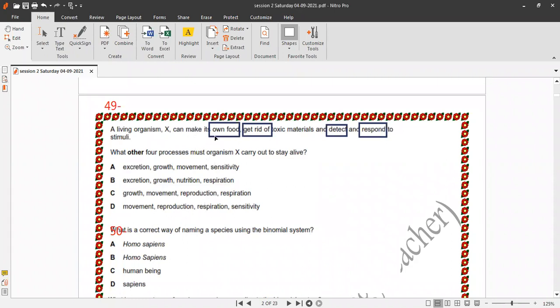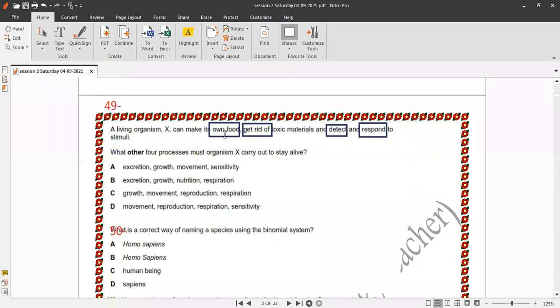Can make its own food, this is called what? Nutrition. Get rid of, excretion. Detect and respond, sensitivity. So which one is your answer, A or D? C. How C? Here, no sensitivity, so it is wrong. And also no reproduction here. So C is wrong.